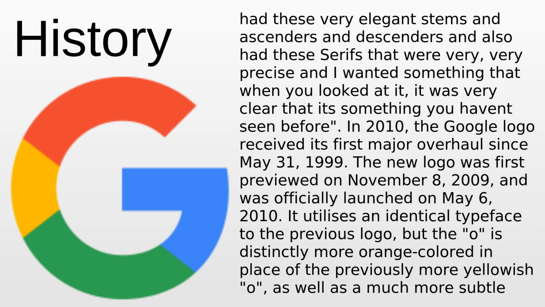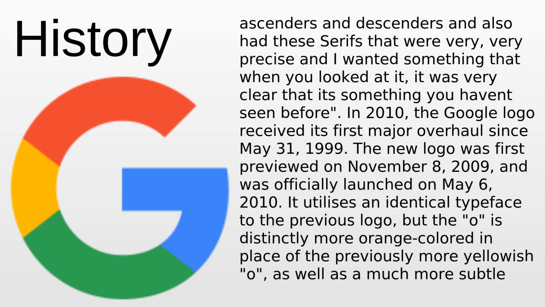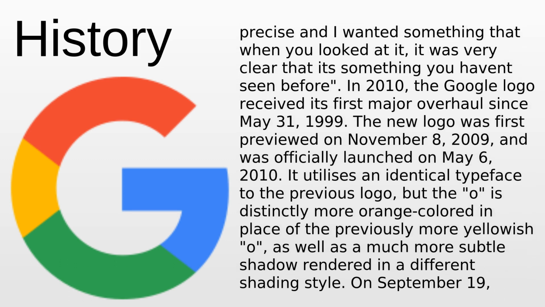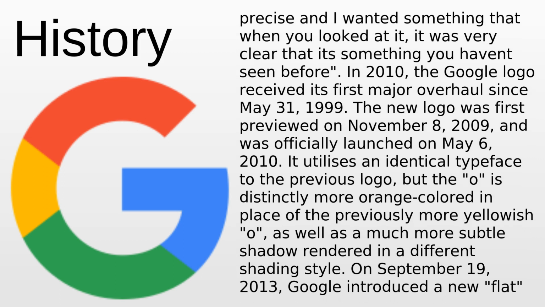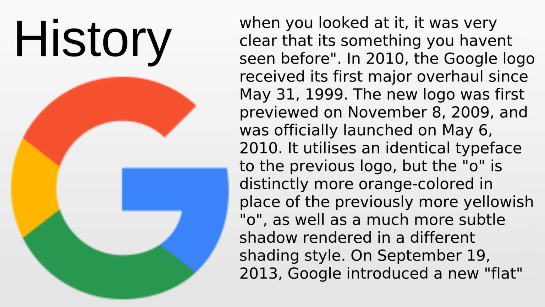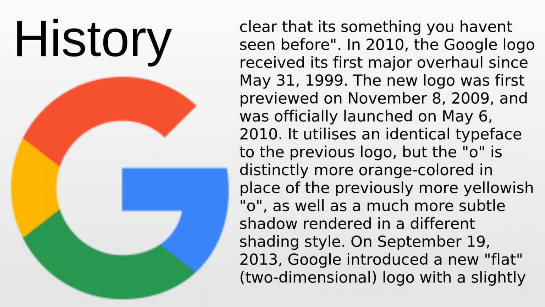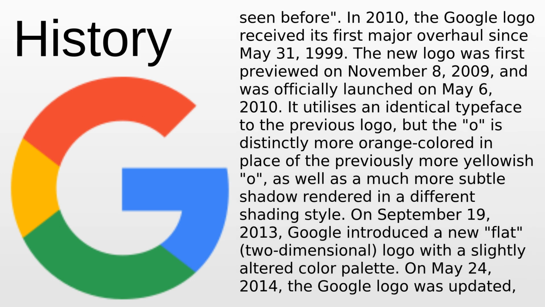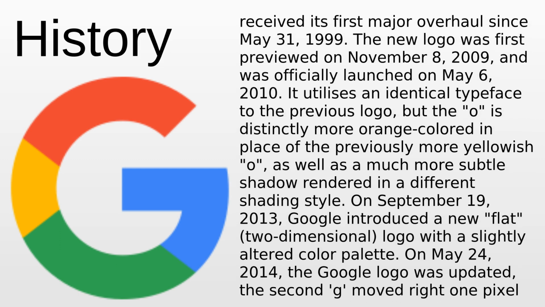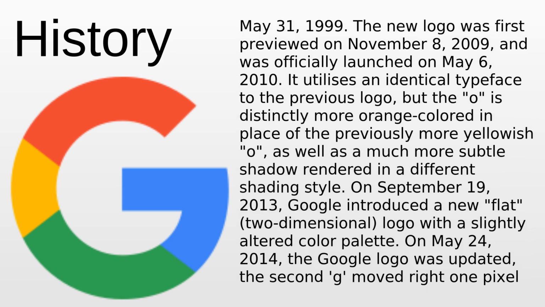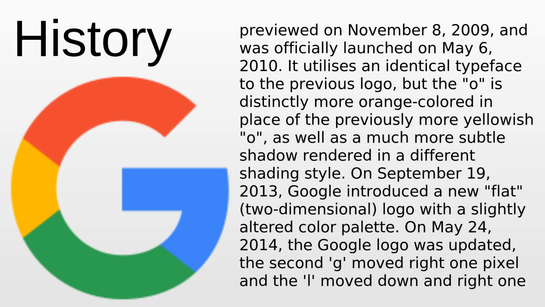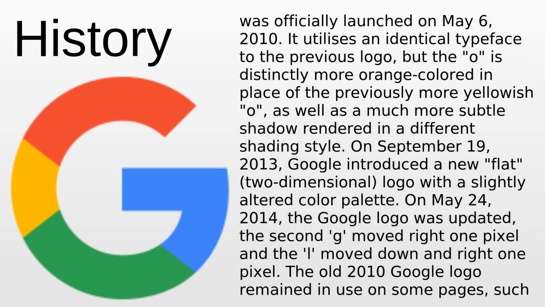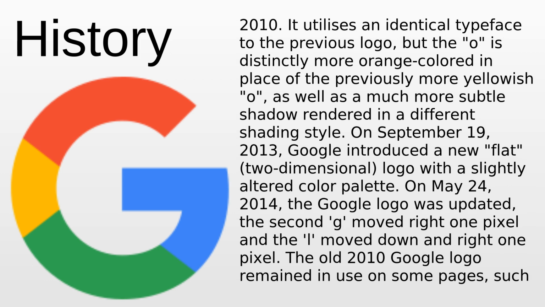In 2010, the Google logo received its first major overhaul since May 31, 1999. The new logo was first previewed on November 8, 2009, and was officially launched on May 6, 2010. It utilizes an identical typeface to the previous logo, but the O is distinctly more orange-colored in place of the previously more yellowish O, as well as a much more subtle shadow rendered in a different shading style.